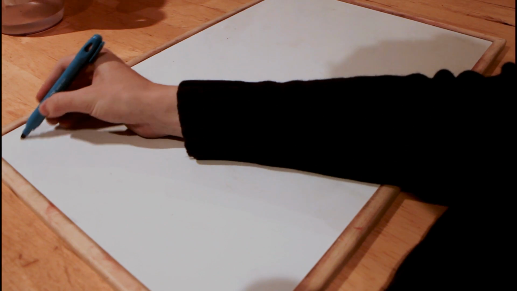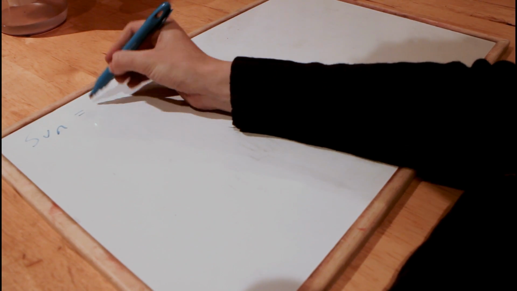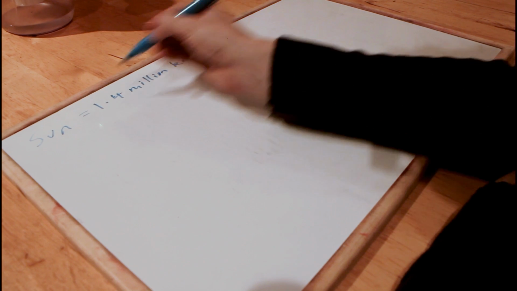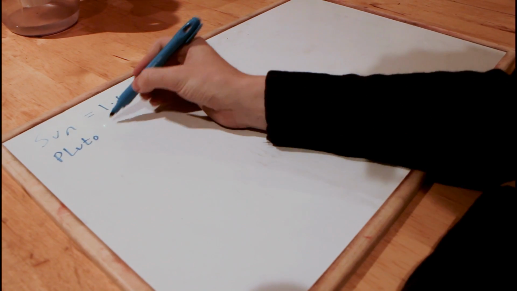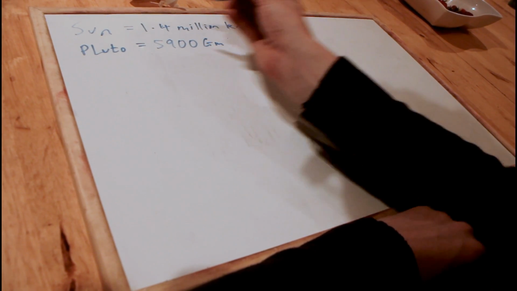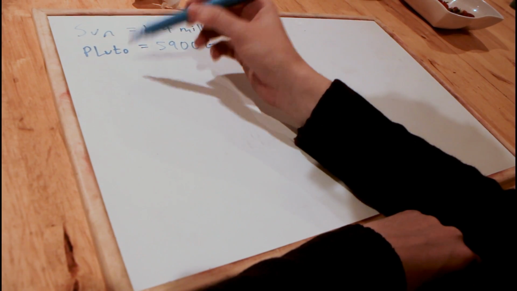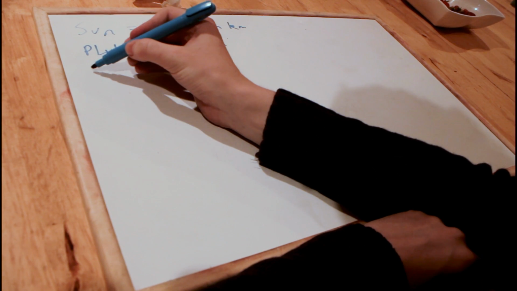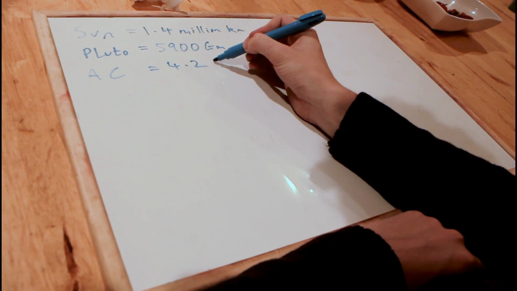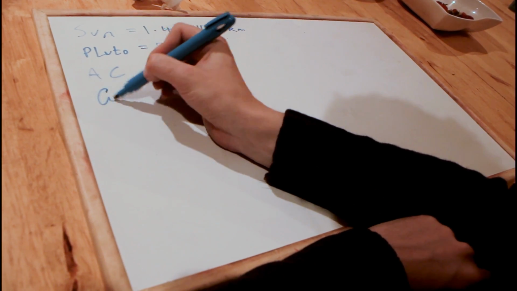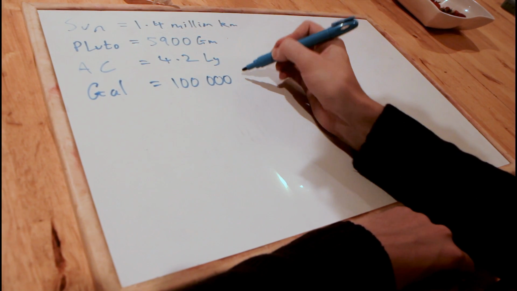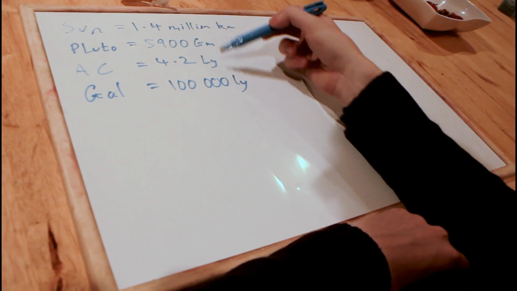So we have the Sun is equal to 1.4 million kilometers. We have Pluto, which is 5,900 gigameters. That's the distance from the Sun to Pluto. We have Alpha Centauri, which I'm just going to do quickly there, is 4.2 light years away. And we have the galaxy itself, which is equal to 100,000 light years. Now obviously the problem here is that we have different units for almost all of these.